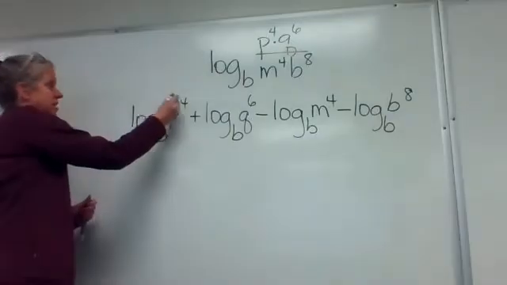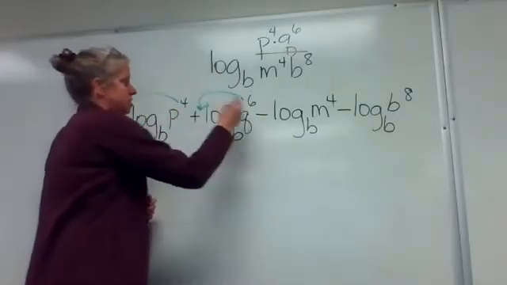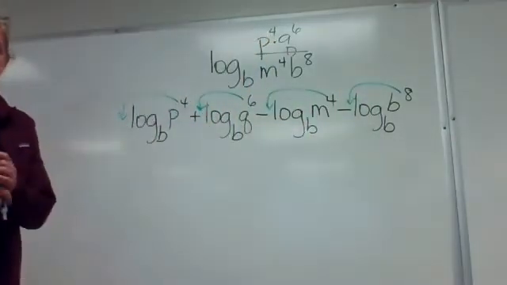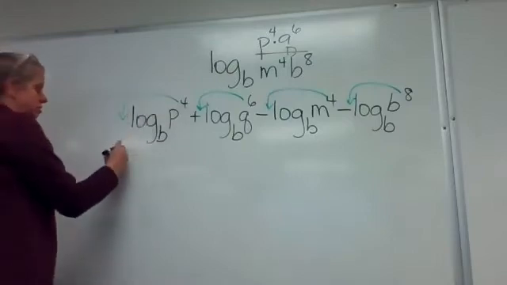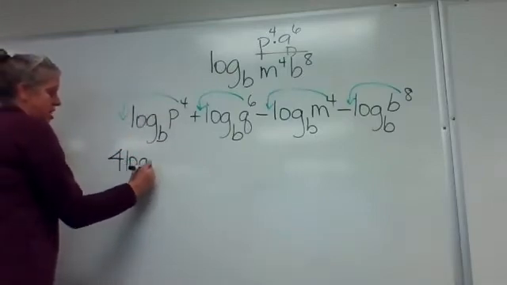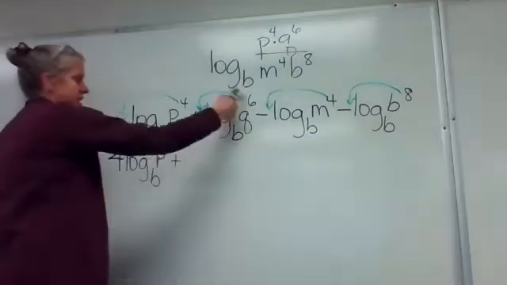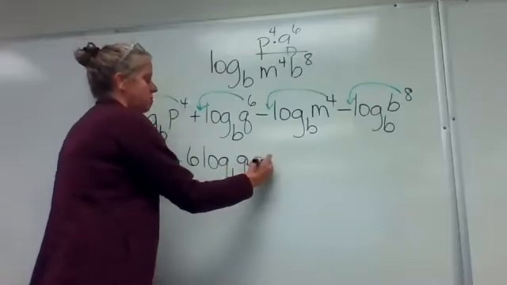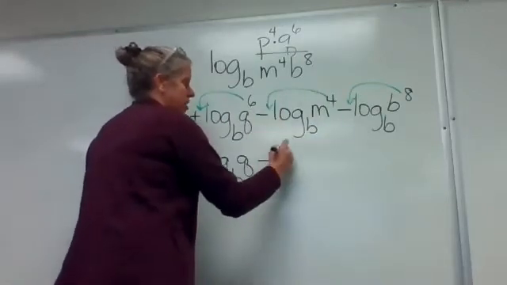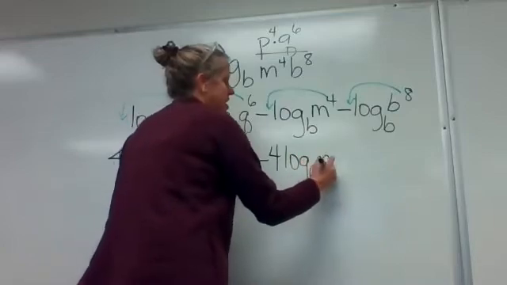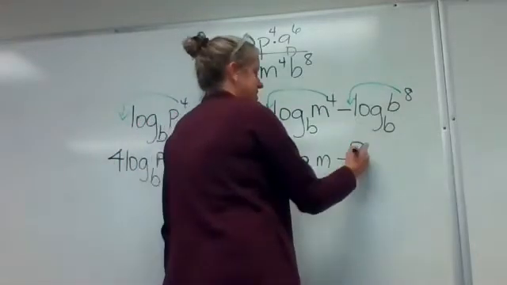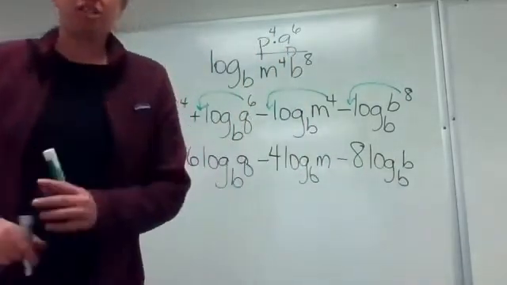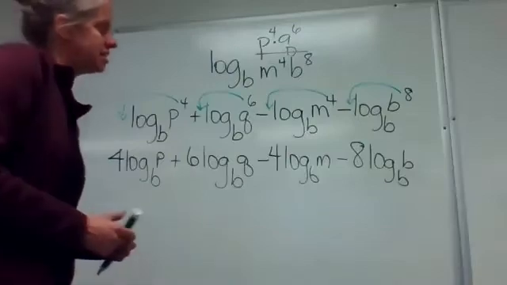Now, everybody's exponents are coming down. So this one will be 4 log base b of p plus, bring down my 6, log base b of q minus, drop down the 4, log base b of m minus, drop down this 8, log base b of b. Now, this one has one more thing that we haven't seen in this section yet.